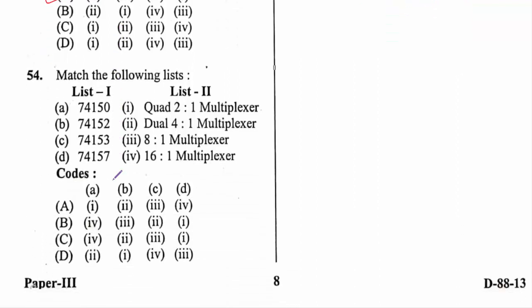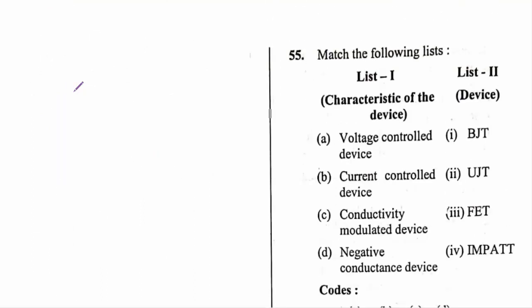54th question, match the following. 74150 is for 16:1 multiplexer. 74152 is for 8:1 multiplexer. 74153 is for dual 4:1 multiplexer. 74157 is for quad 2:1 multiplexer. I don't know why they have asked these questions. We will remember only the NAND gate IC and NOR gate IC, but you have to remember IC numbers also.